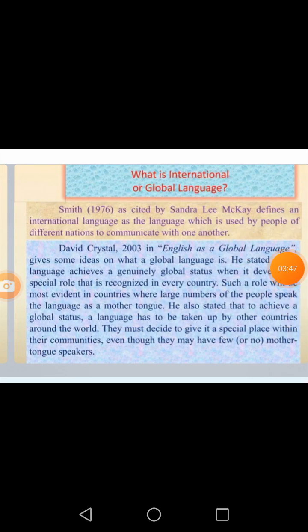So what makes English a global language? David Crystal, in 2003, in English as a Global Language, gave some ideas on what a global language is. He stated that a language achieves a genuinely global status when it develops a special role that is recognized in every country. Such a role will be most evident in countries where large numbers of people speak that language as a mother tongue. He also stated that to achieve global status, a language has to be taken up by other countries around the world. They must decide to give it a special place within their communities, even though they may have few or no mother tongue speakers.